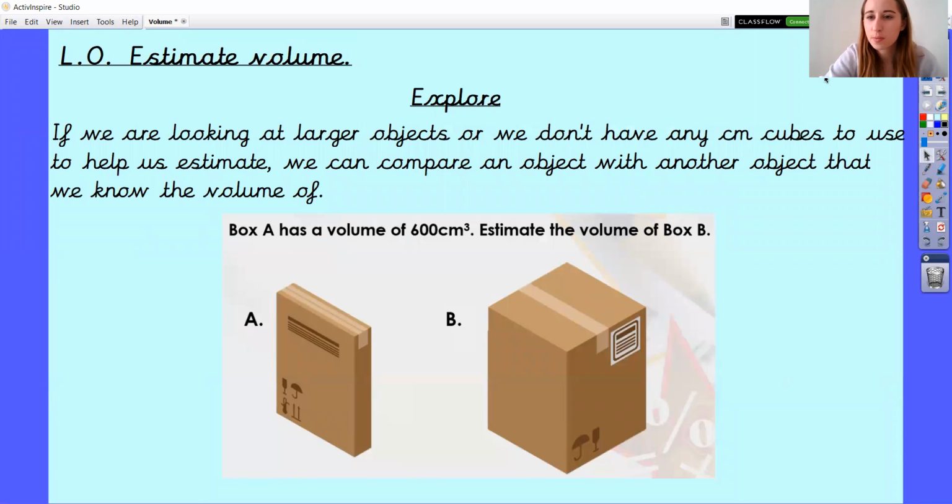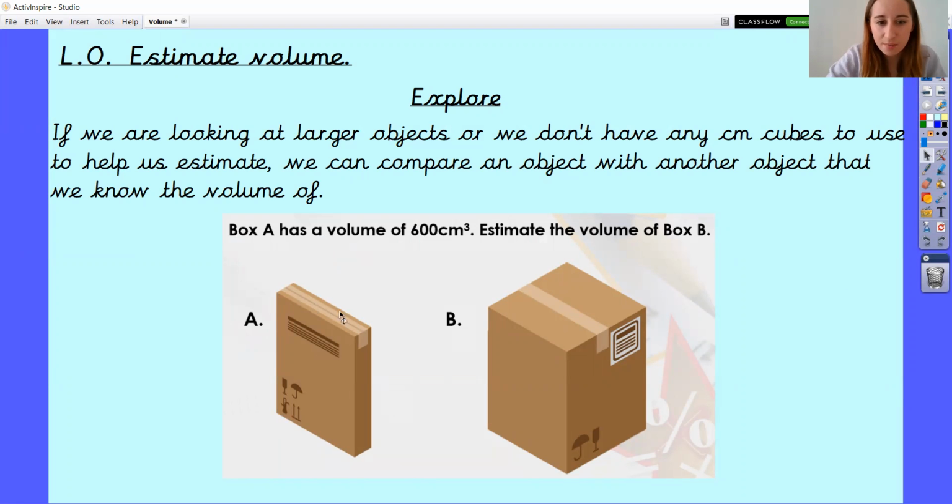Right, we've talked already about one way of estimating the volume of a shape: building it out of centimetre cubes and then finding the volume of that. But sometimes we don't have any centimetre cubes to use, and sometimes we're looking at much larger objects that are too big for us to build out of centimetre cubes. So sometimes it's helpful to compare an object with another object that we do know the volume of. So let's have a look at this example.